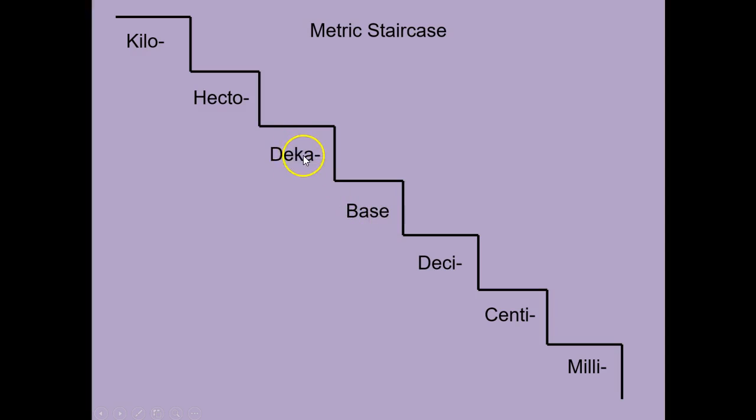As you get larger, deca means 10, hecto means 100, kilo means 1,000. So if we were talking about a kilometer, that's 1,000 of the base thing, which in that case would be meters. Deci means 1/10, centi means 1/100th, milli means 1/1000th.